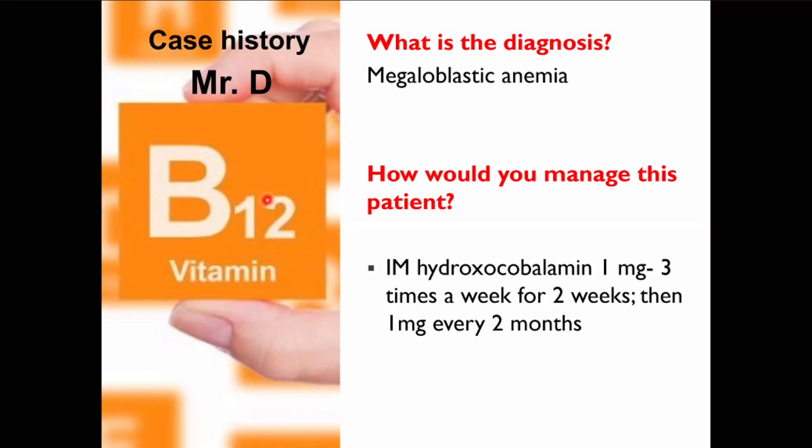So I thought that we could give this patient IM hydroxycobalamin, given 3 times a week for 2 weeks, and then convert it to 2-monthly doses. And because this patient has inflammatory bowel disease, a bowel problem, I would most probably have to continue these injections for a long time, preferably lifelong. Along with that, folic acid, 5 milligrams daily for about 4 to 6 months, was also started.